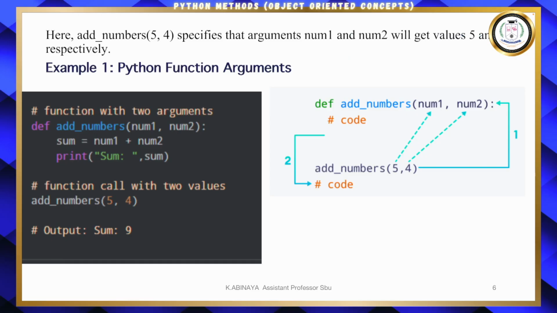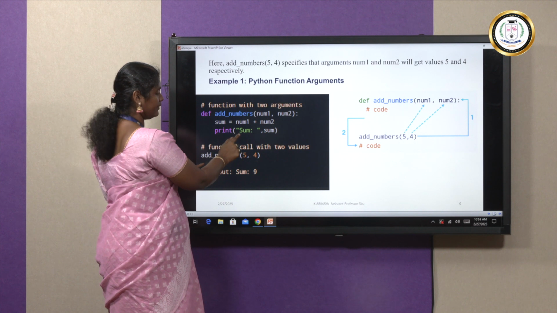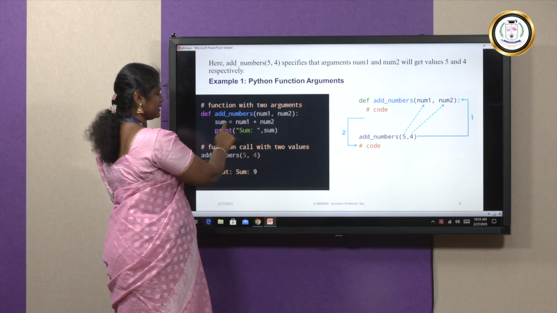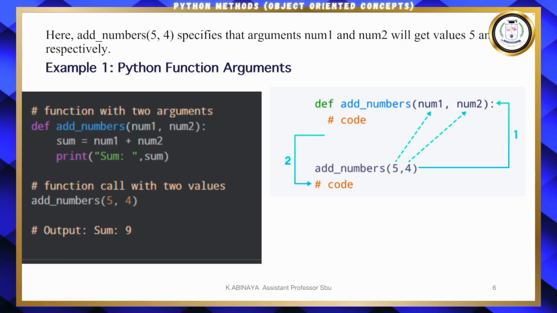So for num1 it will pass as 5, for num2 it will pass as 4. It will do the operation and print the value as 9. Here I have given sum colon. So sum colon, the answer 5 plus 4 is 9 is stored in sum, so it is printing 9. This is how your function is working.